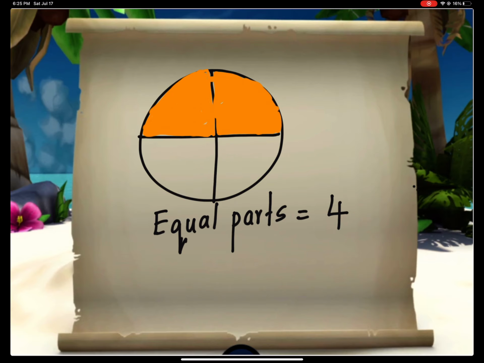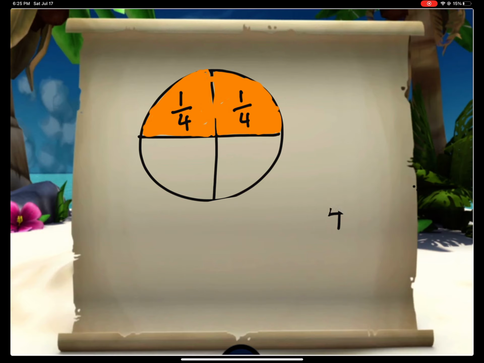Okay. If you see now, there is 1/4, a quarter here and a quarter there, right? How can you find the value of 2 quarters? So I'll show you how to find the value of 2 quarters. 1/4 plus 1/4.